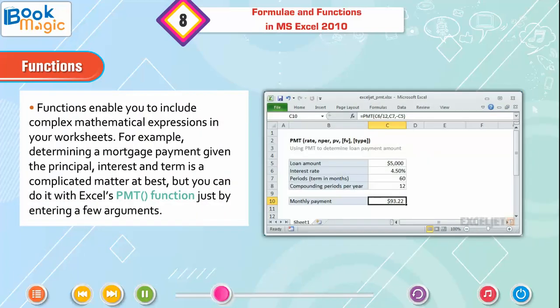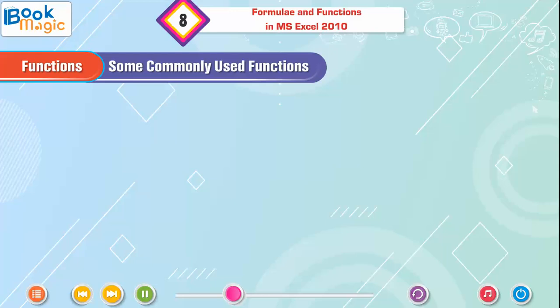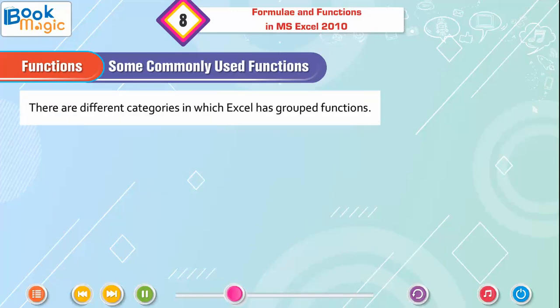Functions enable you to include complex mathematical expressions in your worksheets. For example, determining a mortgage payment given the principal, interest, and term is a complicated matter at best, but you can do it with Excel's PMT function, just by entering a few arguments. Some commonly used functions. There are different categories in which Excel has grouped functions.